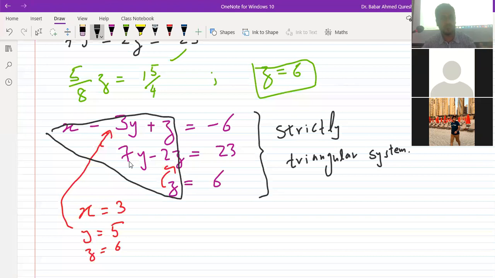So your goal is to get to a strictly triangular system by using allowed operations, and once you have it, you get your solutions by back substitution. So that's the algorithm for us for now.